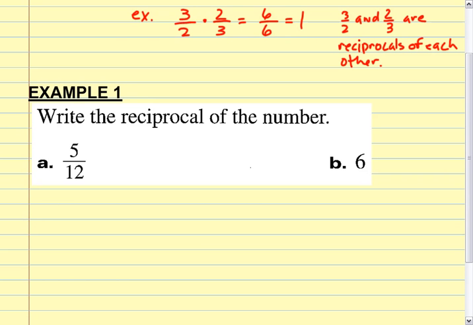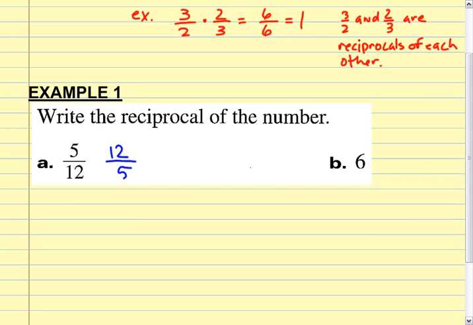A. Example number 1 says write the reciprocal of the number. Can you tell me what is the reciprocal of 5 over 12? Okay, help me out, folks. What is the reciprocal of 5 over 12? Remember, the reciprocal is just the number flipped. It's just flipped. Evan? It would be 12 over 5.